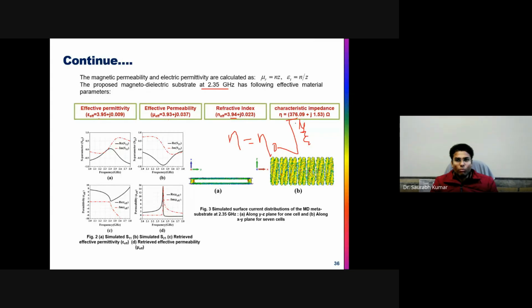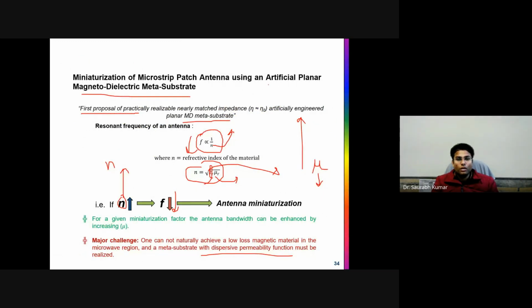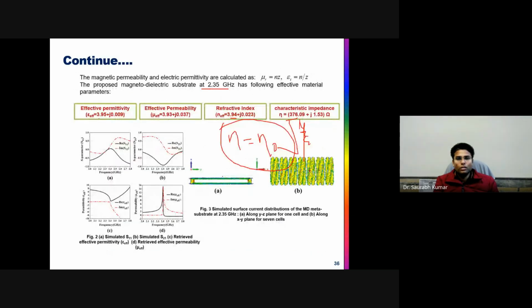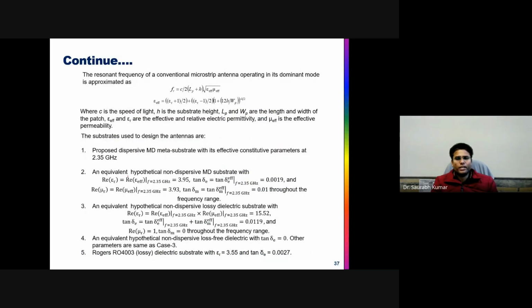So if both are the same, they cancel each other, and you have a nearly matched impedance metamaterial. That will match the free space impedance, giving ease of matching, and miniaturization can be achieved because you have increased your mu also. So this is the theoretical background of how the resonance depends on epsilon and mu, and how the effective dielectric is calculated.